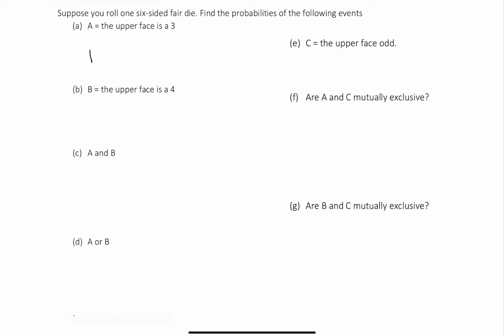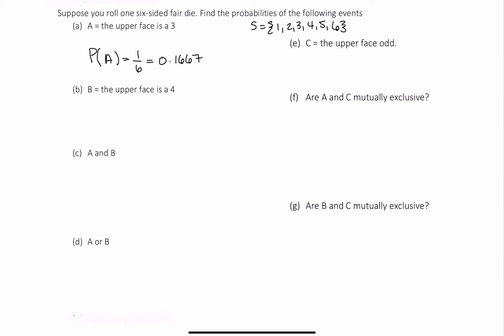So the probability of A, and actually I'm going to quickly write up our sample space here. Our sample space when rolling one six-sided die is 1, 2, 3, 4, 5, and 6. Those are all the possible outcomes. So as you can see, having the upper face of our die be 3, there is one way for that to occur out of 6. As a decimal, this equals 0.1667.